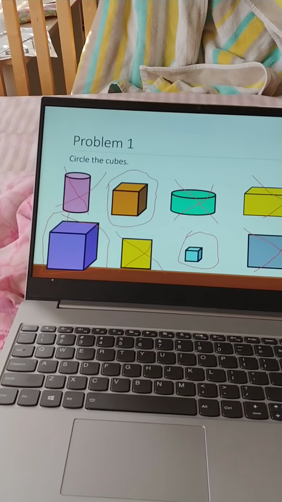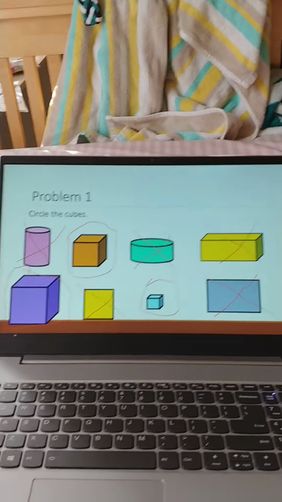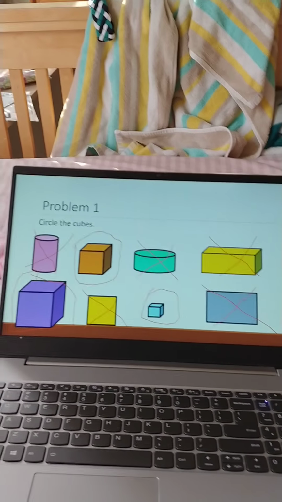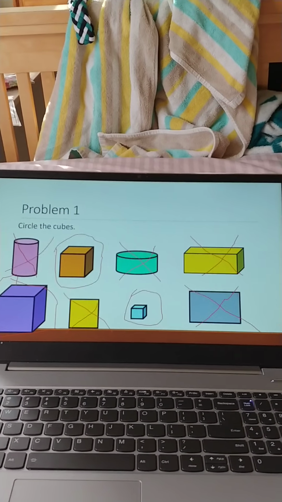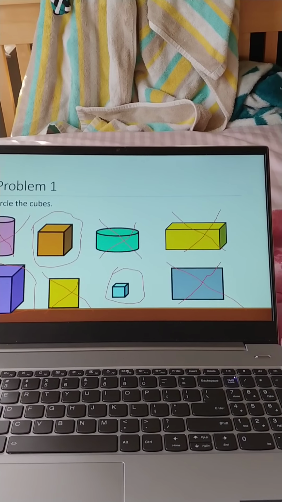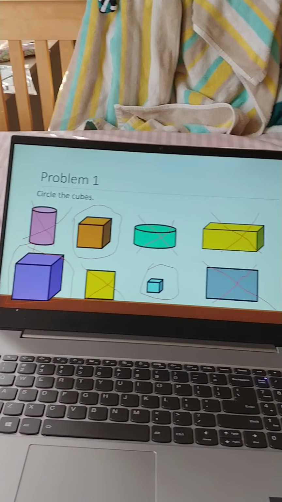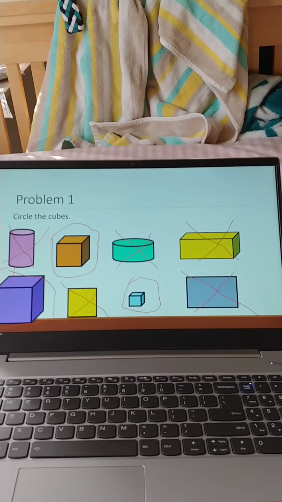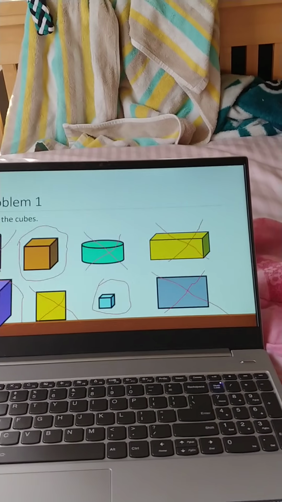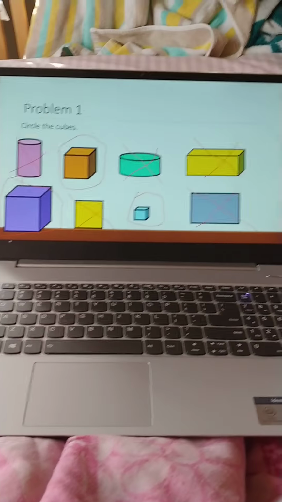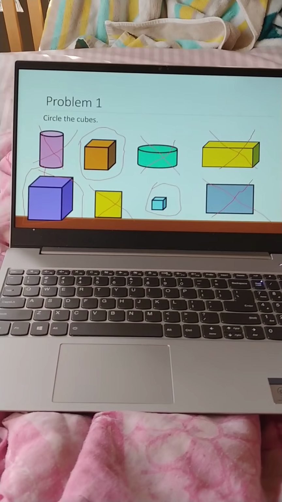And then just as a summary, we can say that for a figure to be a cube, all its faces have to be squares, meaning all the faces have 4 equal sides, and then it's got to be 3-dimensional. So it's got to pop at you. It can't just stay on the paper like a regular square. So that's it for problem 1.